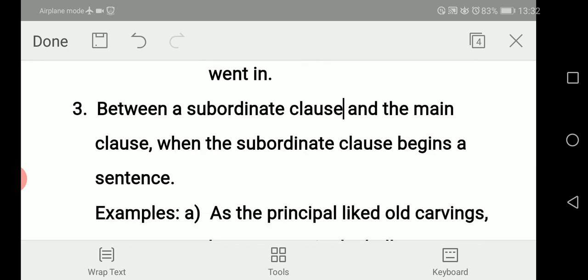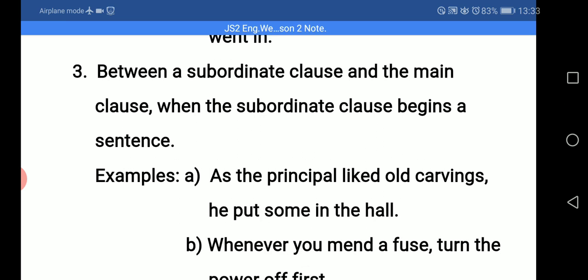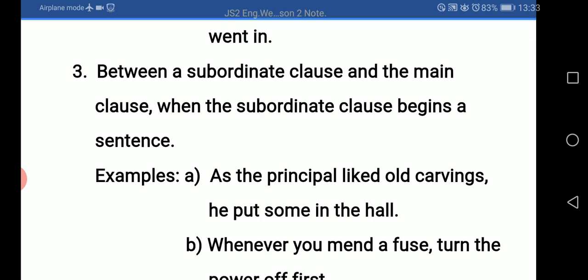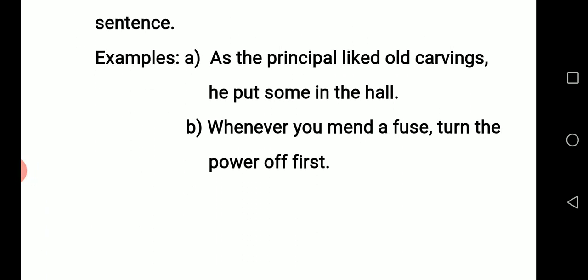We also use the comma to divide a subordinate clause from the main clause, especially when the subordinate clause begins the sentence. For example, as the principal liked old carvings, he put some in the hall. Whenever you mend a fuse, turn the power off first.